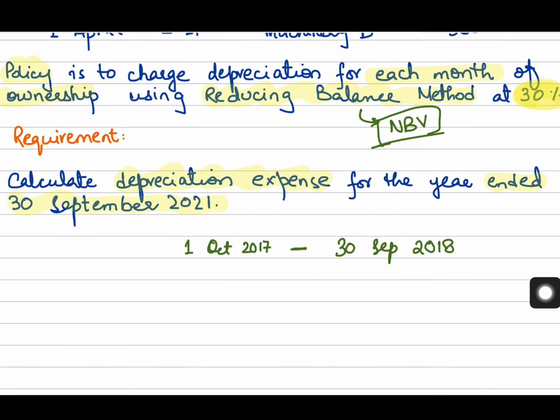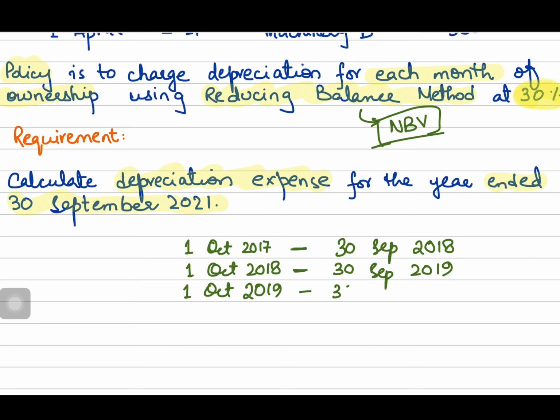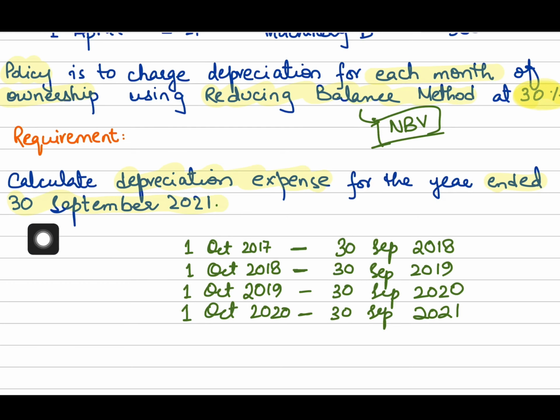Now it gets very easy. The next year start would be 1st of October 2018. That year end was 30th September 2018, so the next year would start on the next date, that is 1st of October 2018, and the year end would be 30th September 2019 this time. Similarly, the third year would begin on 1st October 2019 and end on 30th September 2020. And the fourth year starts 1st October 2020 and will end on 30th September 2021. And this is the requirement, that we have to charge depreciation for the year ended 30th September 2021. So we have 4 years of time.